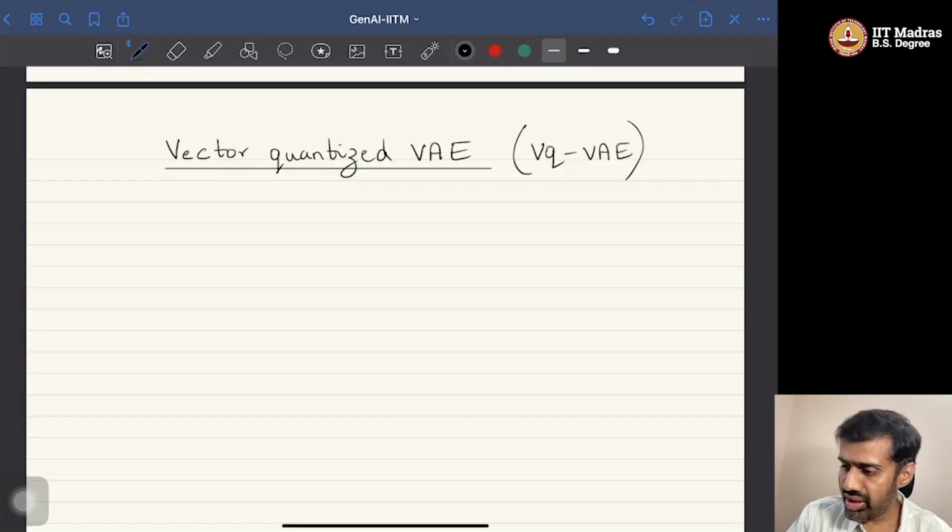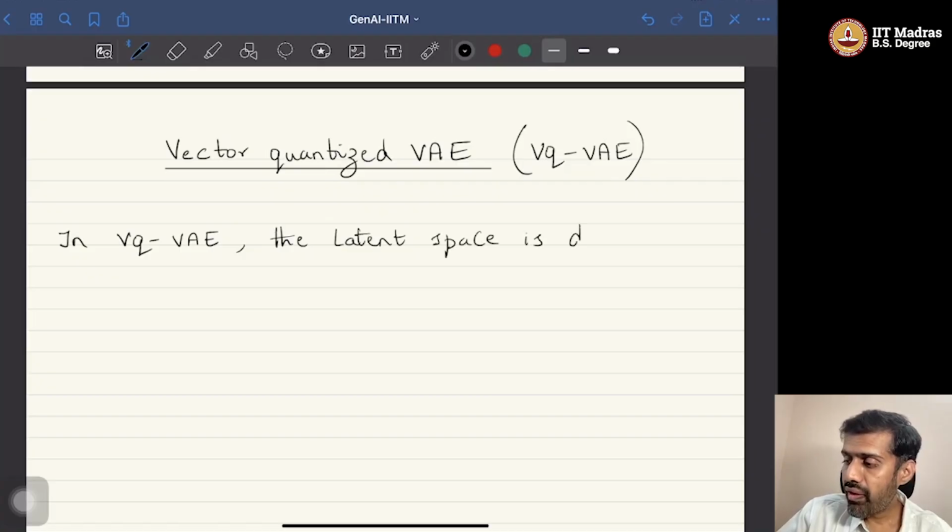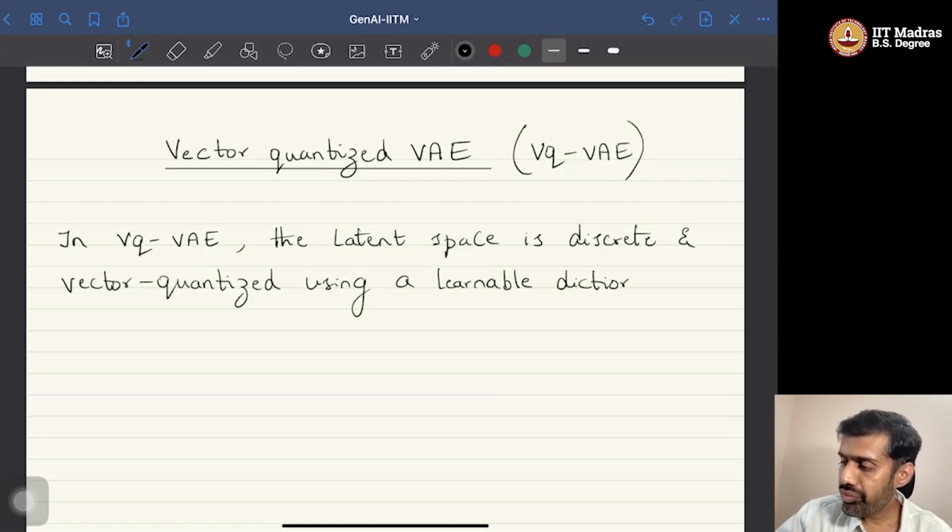So in a vector quantized VAE, the first thing that is done is the latent space is made discrete. The latent space is discrete and vector quantized using a learnable dictionary. I will explain all this. Okay, the idea is the following.